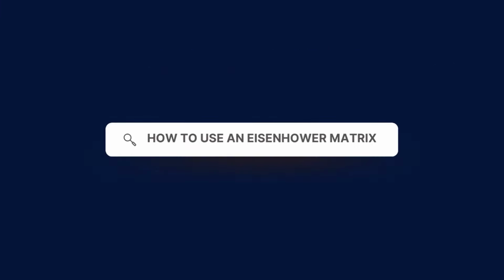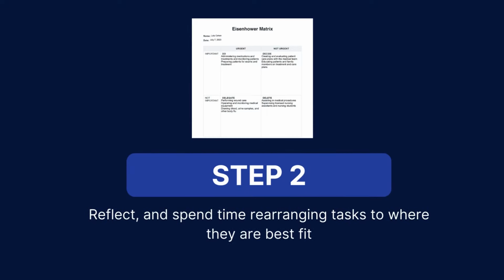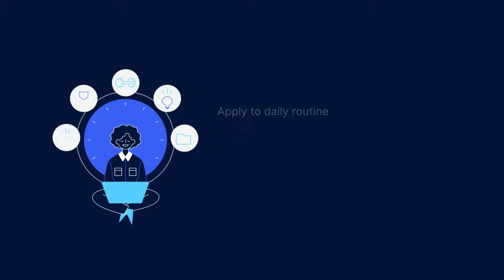How to use an Eisenhower Matrix. The first step is to list the tasks in the matrix under each quadrant. You'll then need to reflect and spend time rearranging the tasks to where they are best fit, and this may take some time. Once you're happy, apply it to your daily routine, making sure that you stick to where the tasks were delegated within the quadrants.